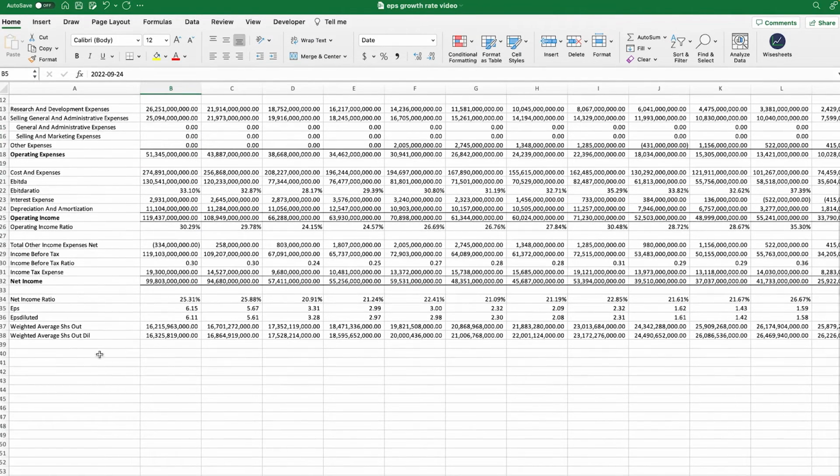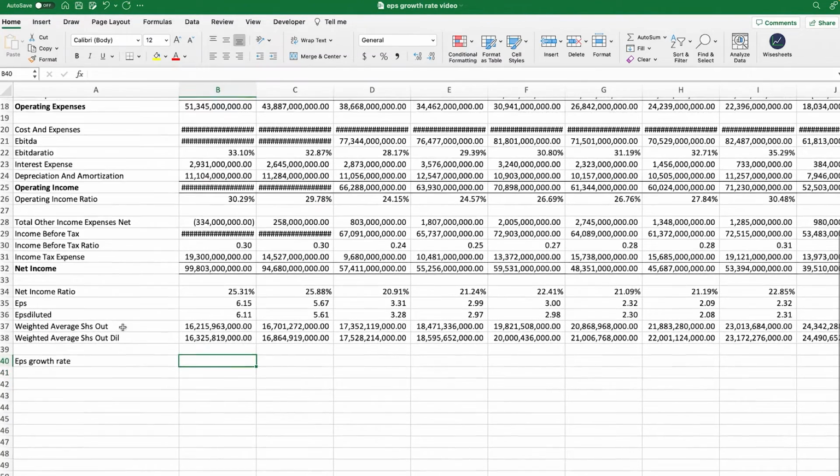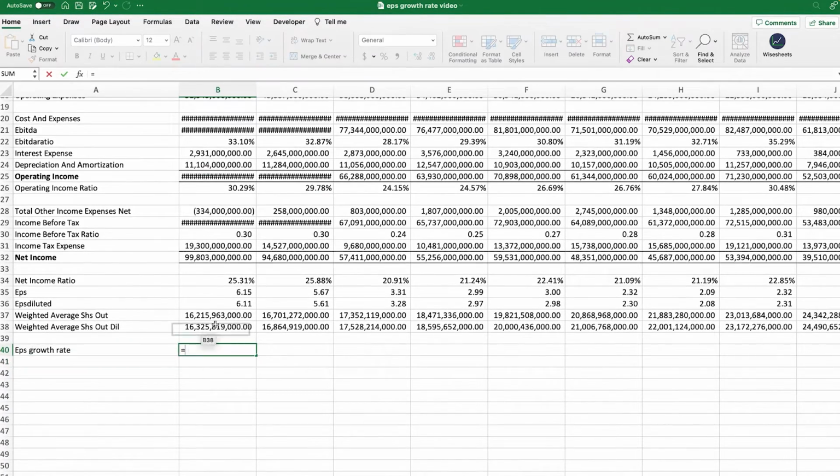In order to calculate that, we're just gonna say EPS growth rate, and then I'm going to do the formula right here so that you can see it. So what are we gonna do? We're gonna take the EPS, the newest minus the previous. The key thing here is to put this in brackets, and this is going to give us the difference between these two numbers. Then we're gonna divide it by the previous value. In this case, this is a 5.67, and this is going to give us the EPS growth rate.